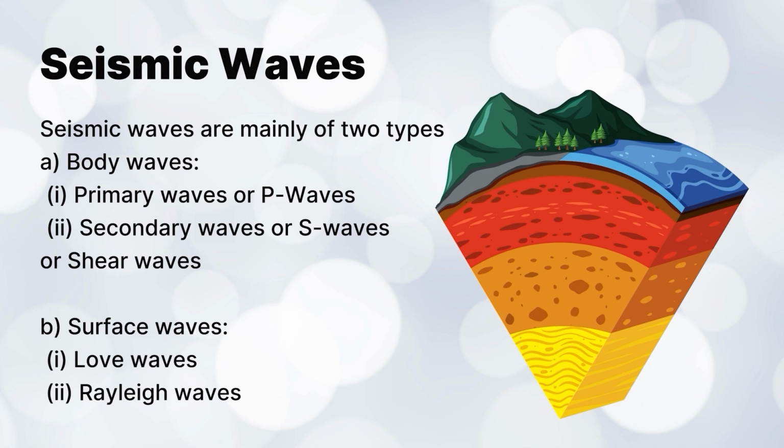Body waves. Under the body waves there are two categories of waves: one is primary waves or P waves, and the other is secondary waves or S waves, also called shear waves. The other broad category is surface waves. There are again two varieties of surface waves: one is Love waves and the second one is Rayleigh waves. So these two waves are there.